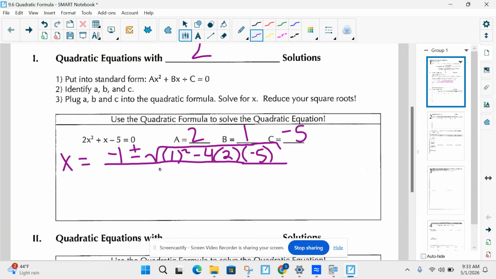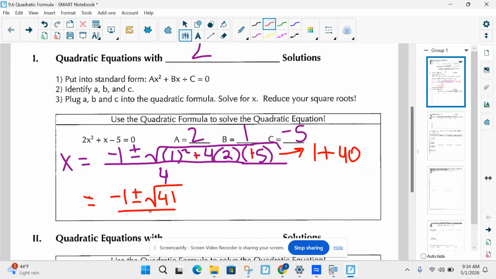All over 2a, which is 4. Now what I like to do first is simplify my numerator. So if I simplify the numerator, you would get 1. Since there's a minus and a negative, I see two negative signs. Those cancel out to plus. And then 4 times 2 times 5 would be 8 times 5, which is 40. So the discriminant, the number that's under the square root, is 41. So this would be negative 1 plus or minus the square root of 41 all over 4.